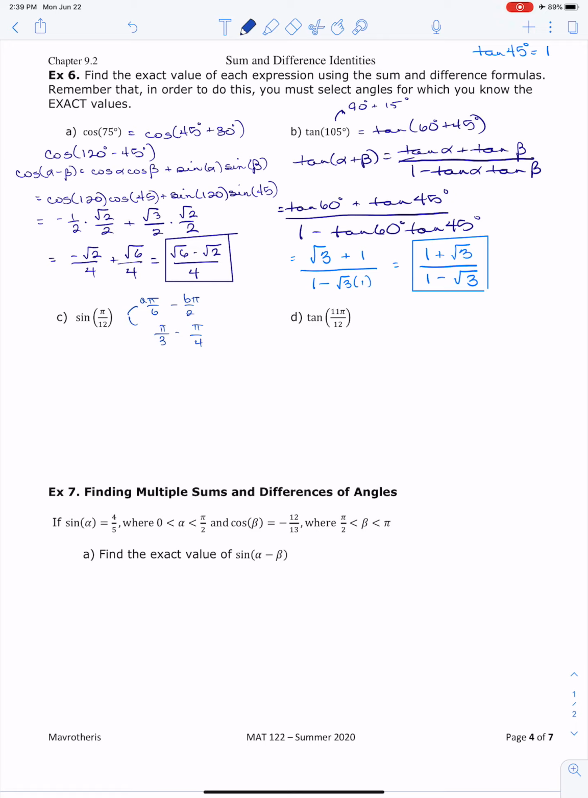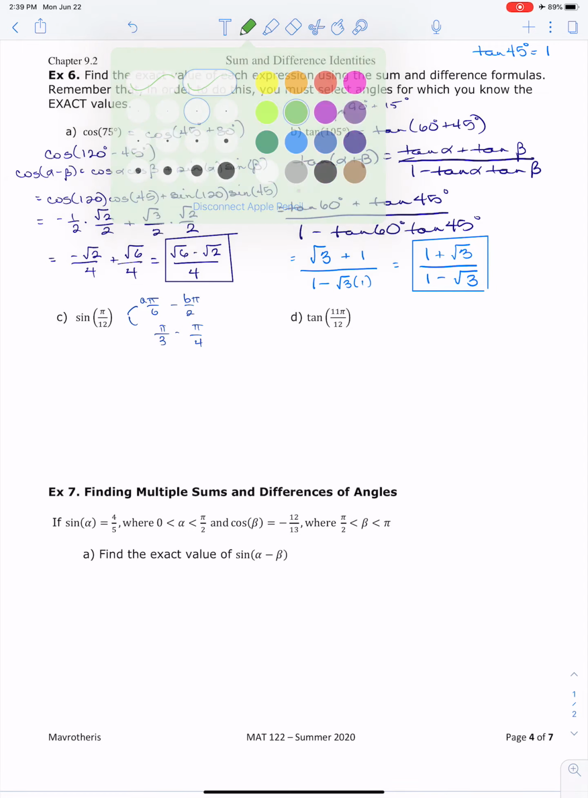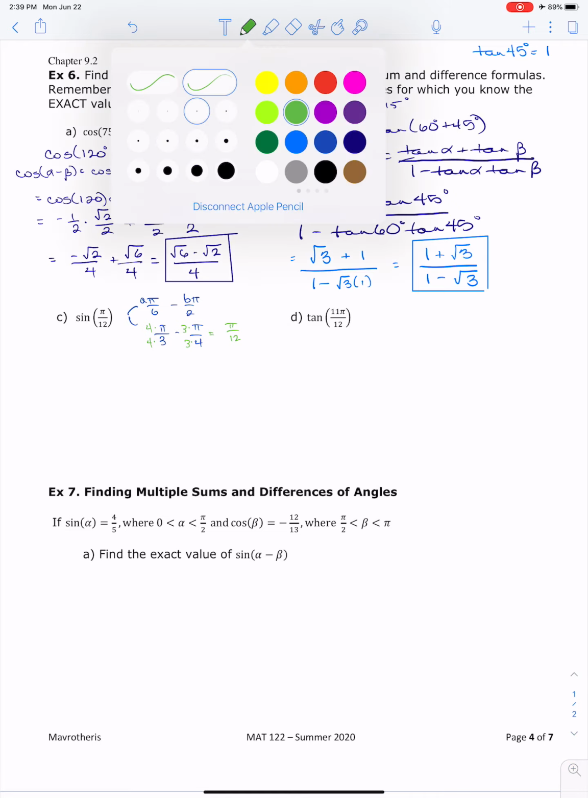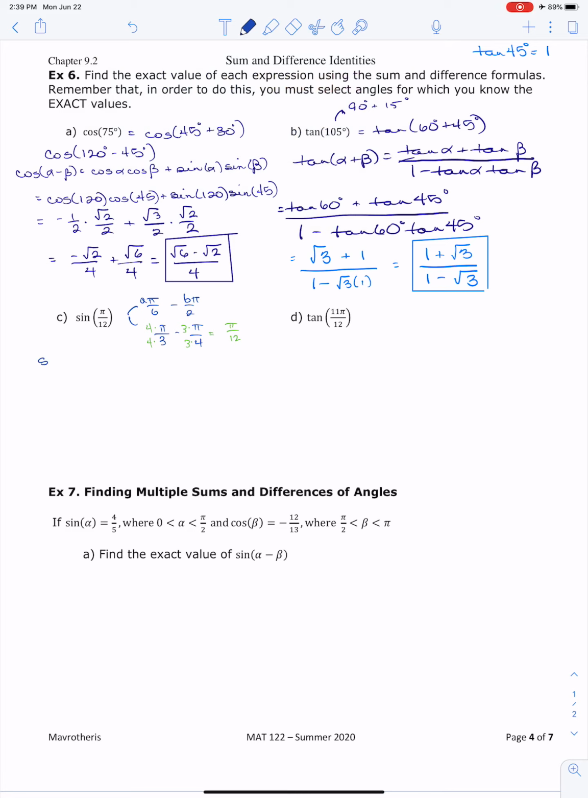If I want to make 1 pi over 12, first things first, I know that to get 12 in the denominator, I'm going to have to multiply down here by 4, to multiply over here by 3. 4 pi over 12 minus 3 pi over 12. This gives me 1 pi over 12. So I know that I can rewrite pi over 12 as pi over 3 minus pi over 4.